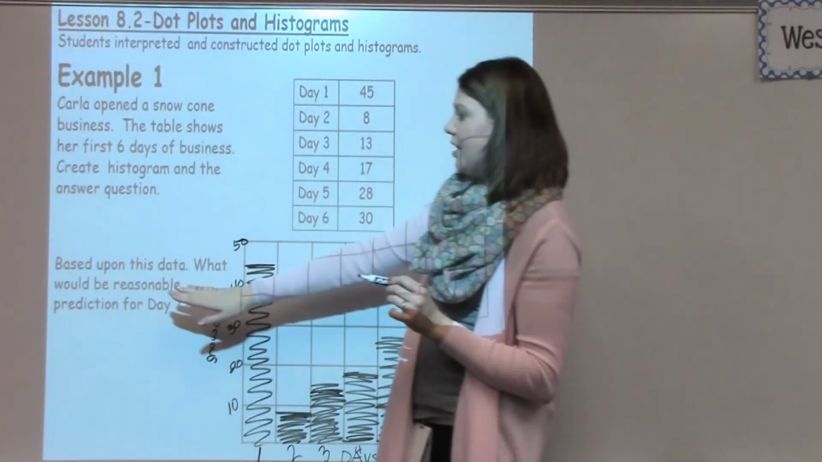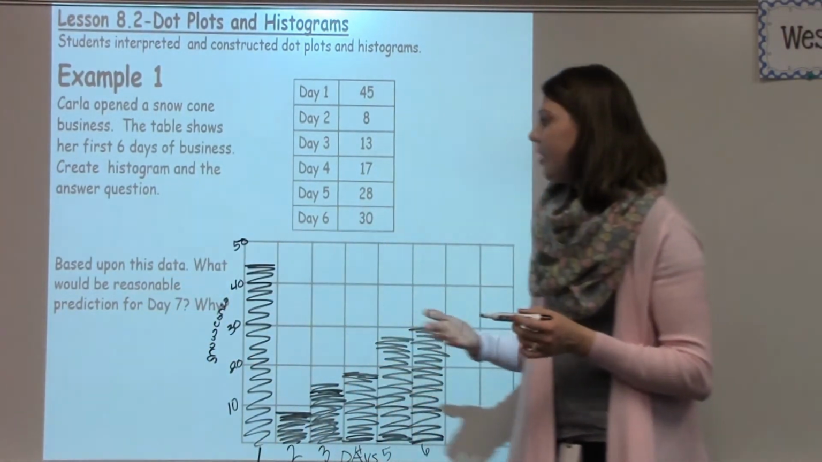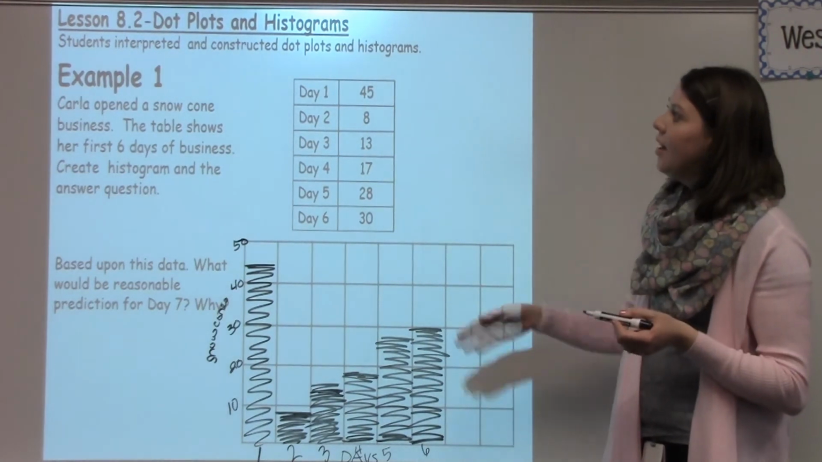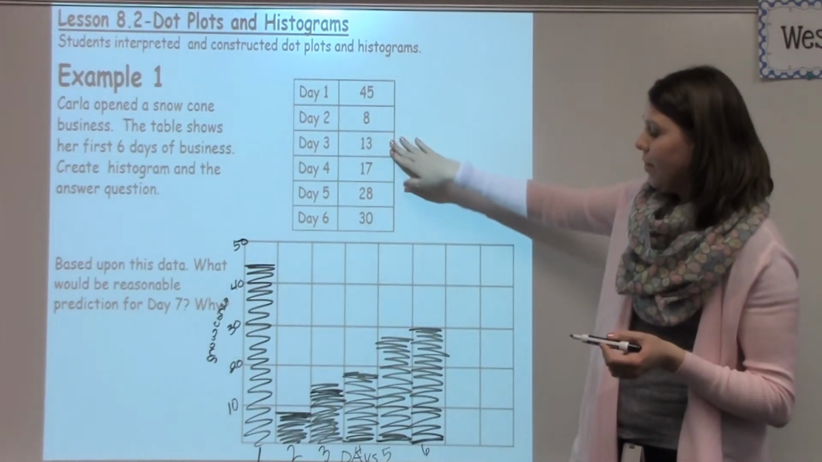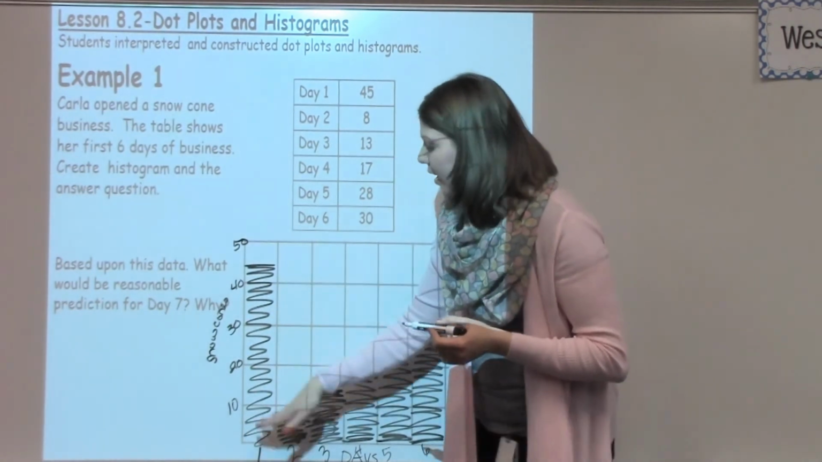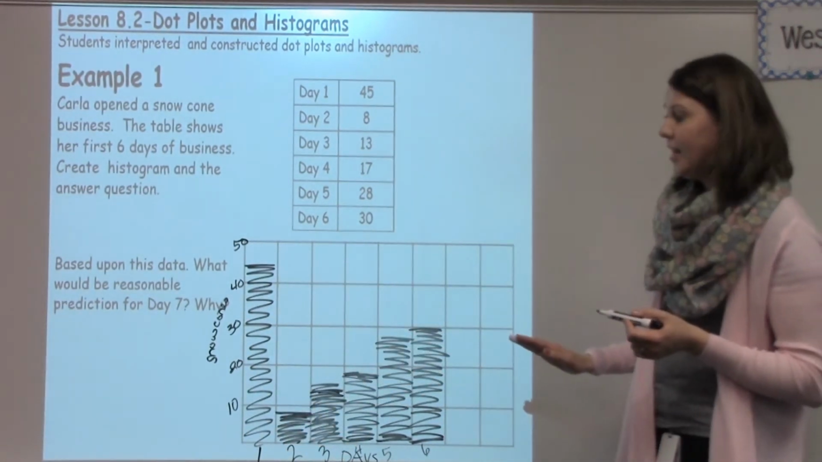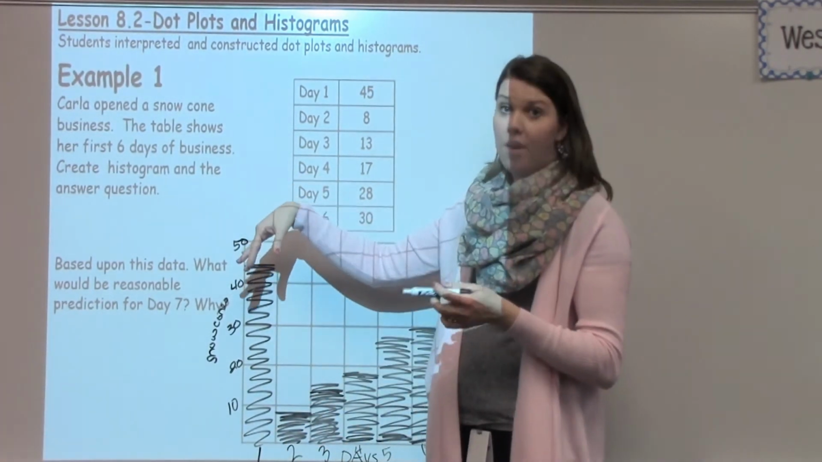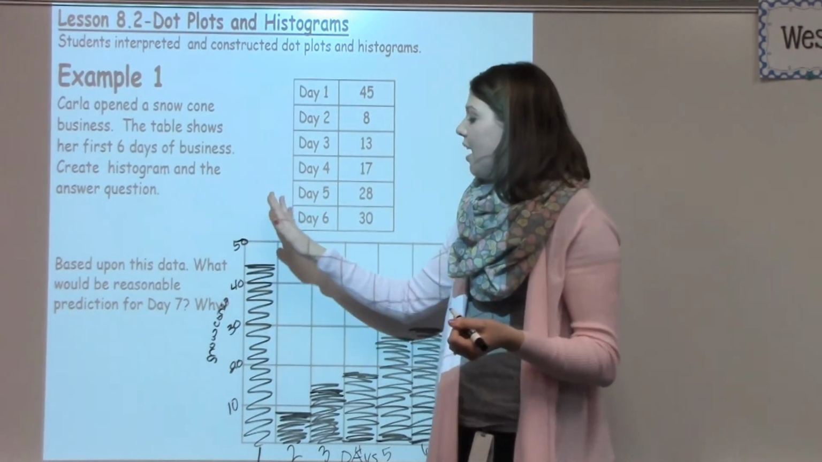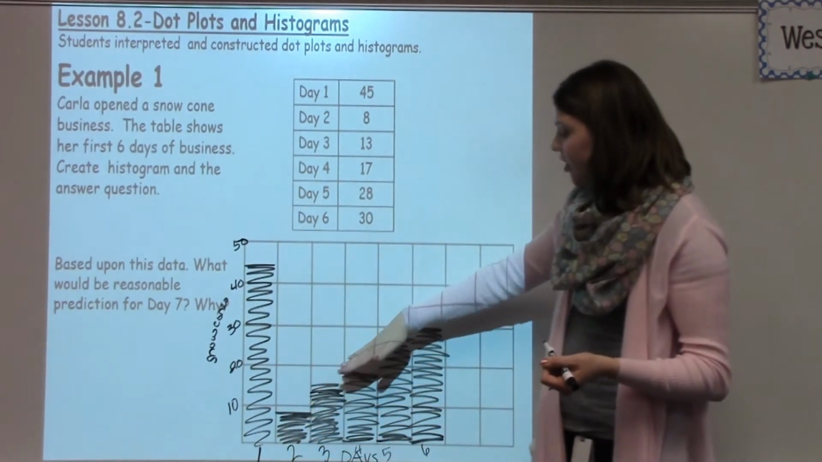The next question says, based upon this data, what would be a reasonable prediction for day 7? Why? Well, as we look at our table and as we look at our graph, we can see some definite trends in our data. We had a really high day on day 1, which would make sense, the opening of a business. Then our data kind of goes down, but it's gradually increasing.